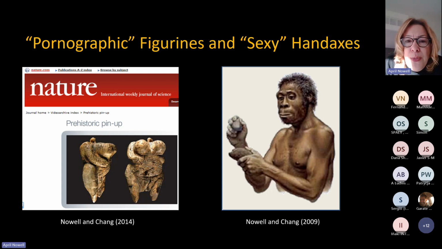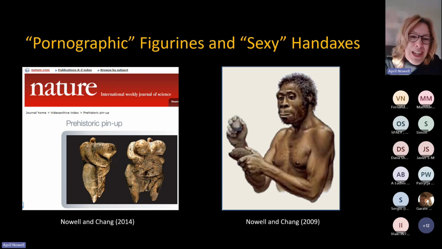And we wrote 2 papers, one about the sexy hand axe hypothesis of Steve Mithen and Miriam Cohen, where they argued that symmetrical hand axes were made by male Homo erectus only to impress females, and so on. And we also looked critically at the use of language around the Hohle Fels figurine. I just have one example here in the journal Nature, where they referred to it as a prehistoric pinup.